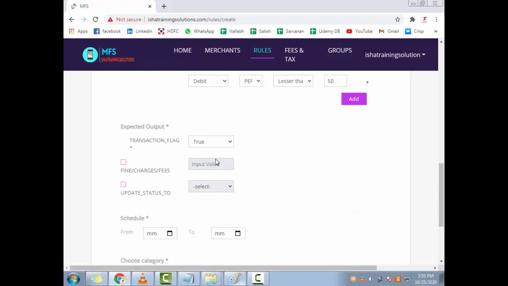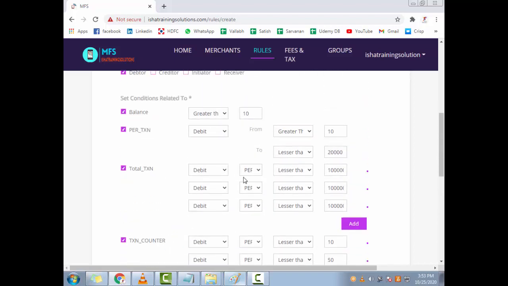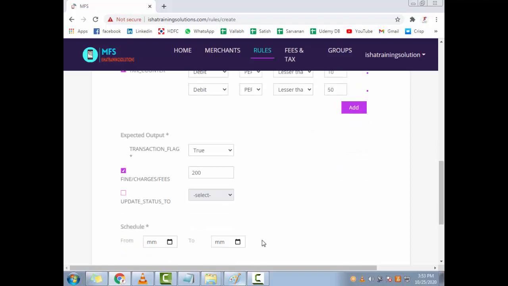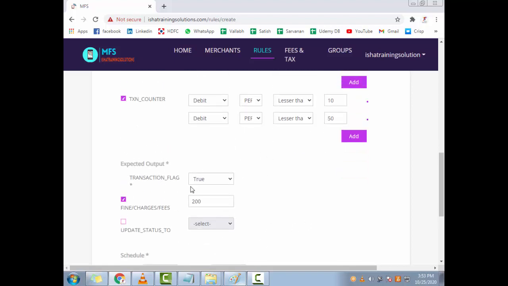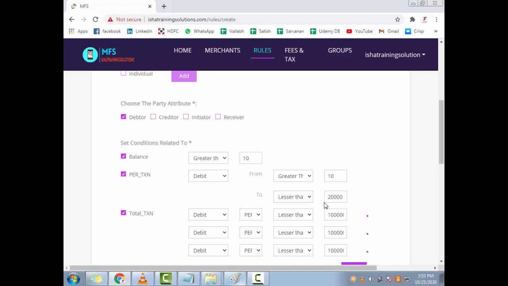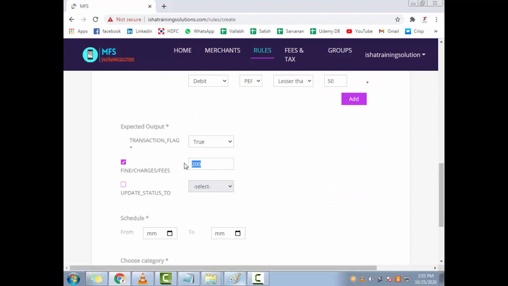Now, once you put this transaction flag as true, Kumar can also send more than 25,000, but there is a fee. Let's say the fee is 200 rupees. So if Kumar sends per transaction more than 20,000, which means he is sending 25,000 rupees, the system will still allow, even though it is not following this restriction, but there is a fee that is charged, which is 200 rupees.